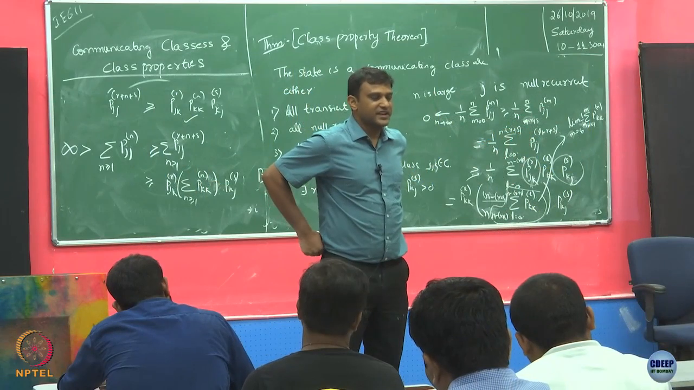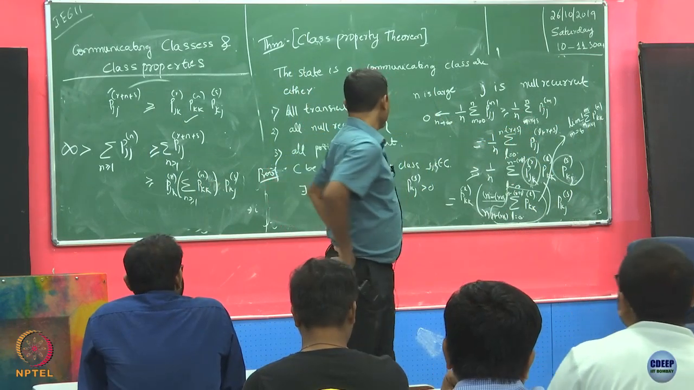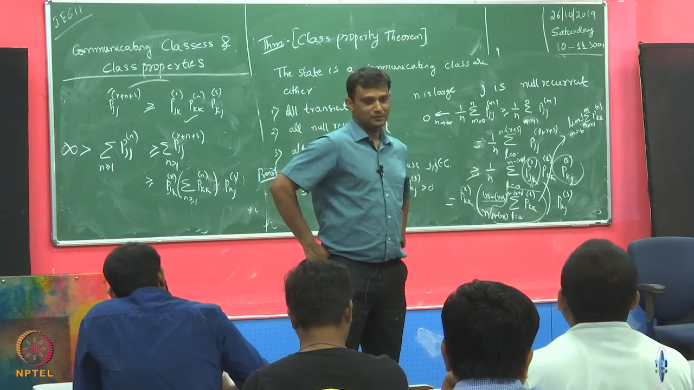So now, last thing, suppose j is positive recurrent, because it cannot be transient or null recurrent. So the only option you are left with is positive recurrent.